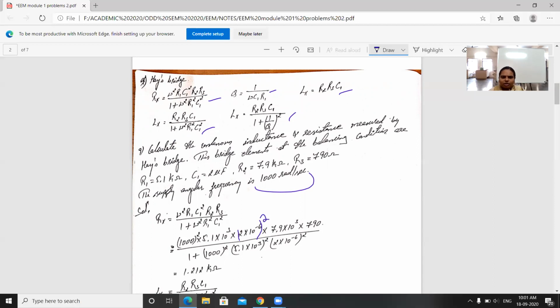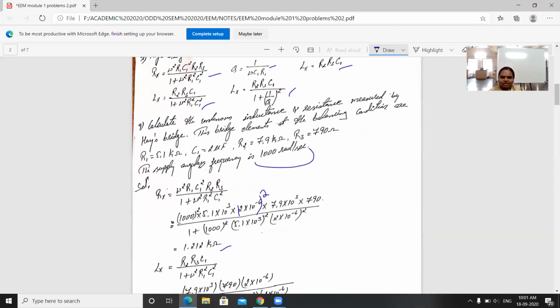Square into R2 is of 7.9 kilo. Then R3 is of 790 divided by 1 plus 1000 square, 5.1, that is R1 square, then C1 square. Substitute, you will be getting Rx as 1.212 kilo ohms.